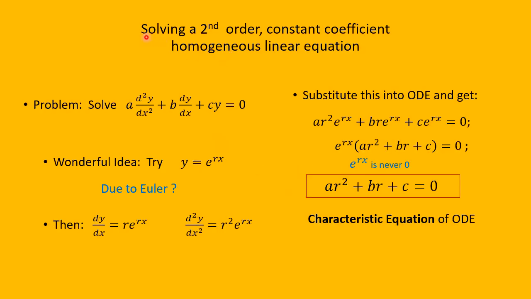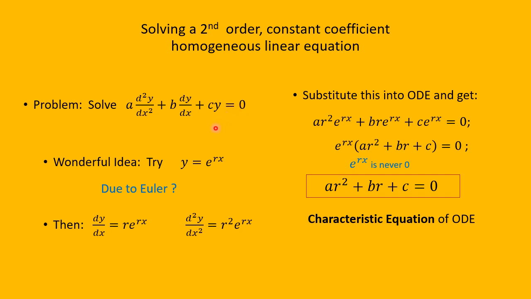So let's see how we can solve a second order constant coefficient homogeneous linear differential equation. For instance, let's look at this problem. Solve a times the second derivative of y with respect to x plus b times the derivative of y with respect to x plus c times y equals 0. Here we're thinking of y as being a function of x.